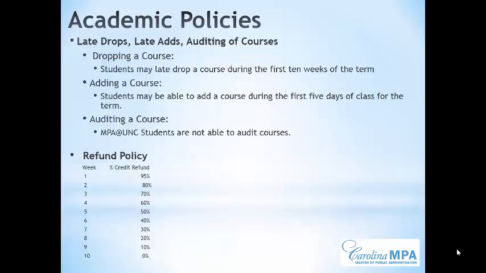Late drops, late adds, and auditing of courses. Students may late drop a course during the first 10 weeks of the term. This may require that they do this on their own using the registration system in Connect Carolina, or it may have to be done through the student's academic advisor depending on the timing of the current term. Students may be able to add a course during the first 5 days of classes for the term. Adding a course would require approval by the section instructor and the program. MPA at UNC students are not able to audit courses.